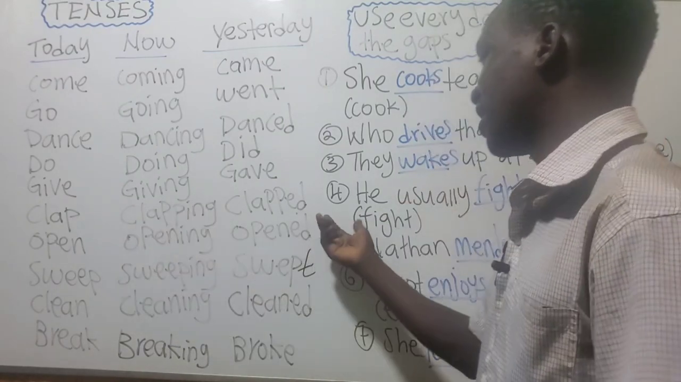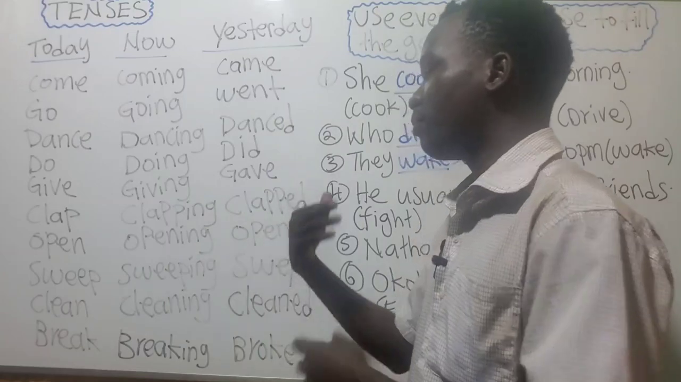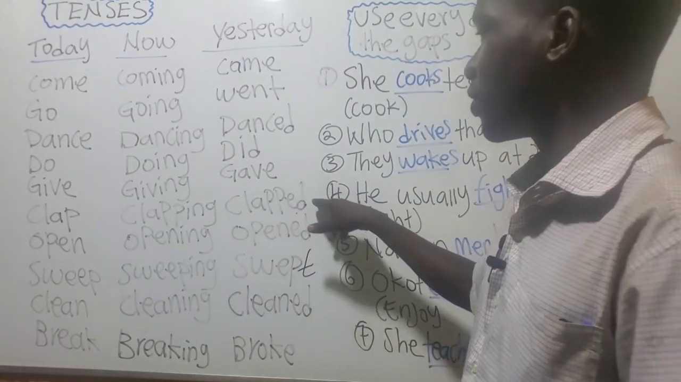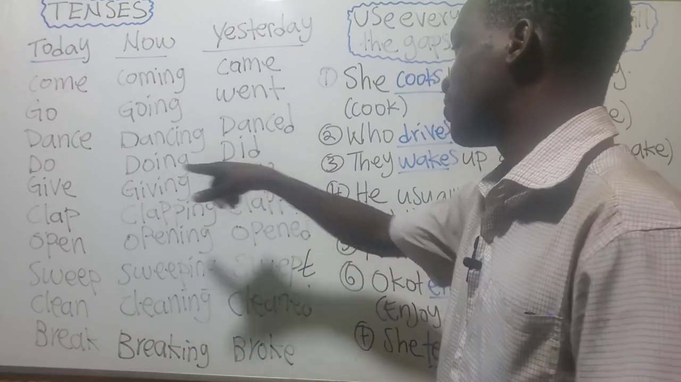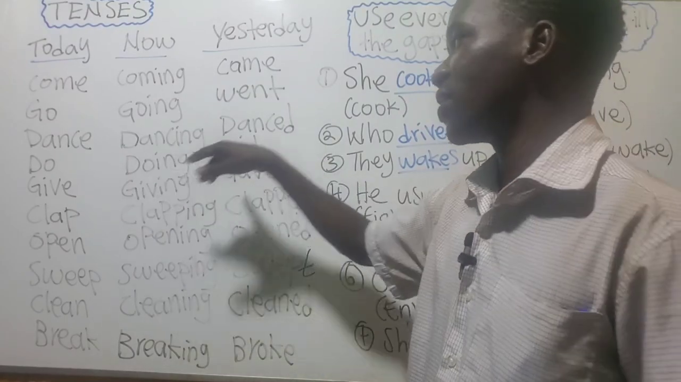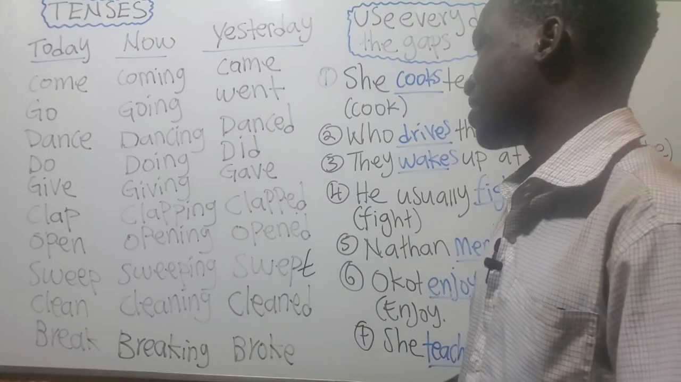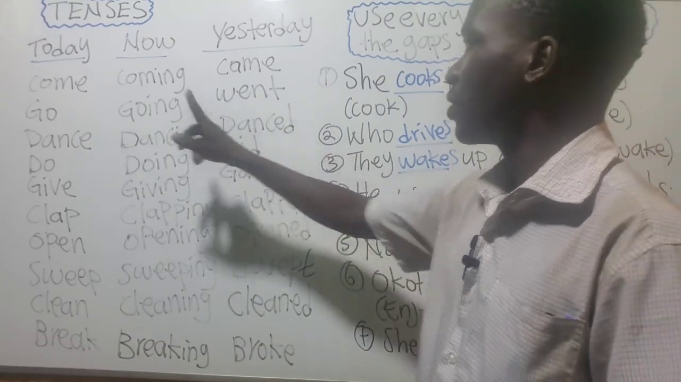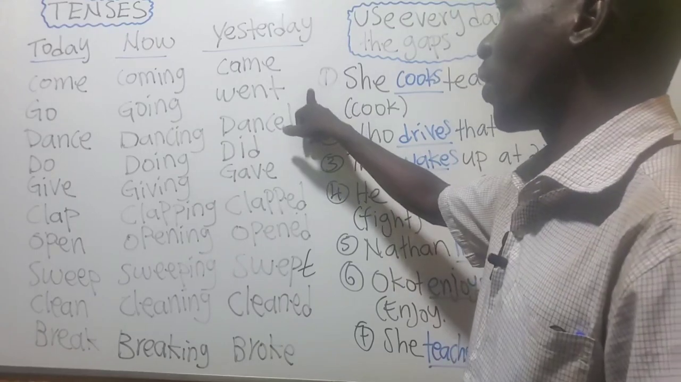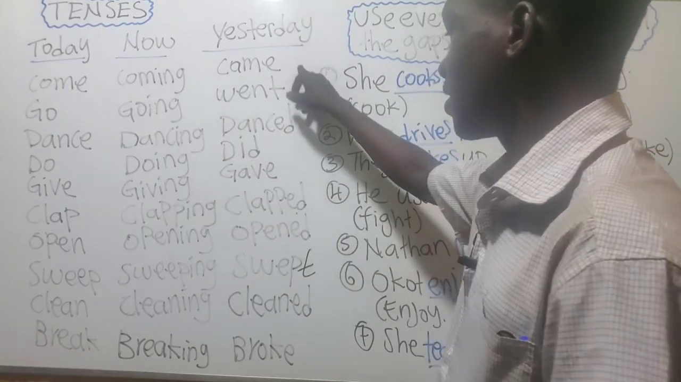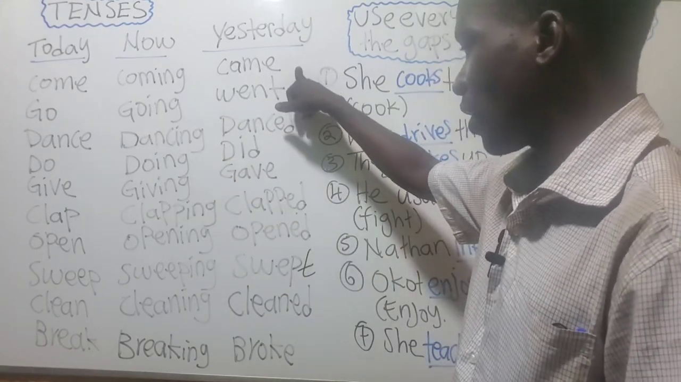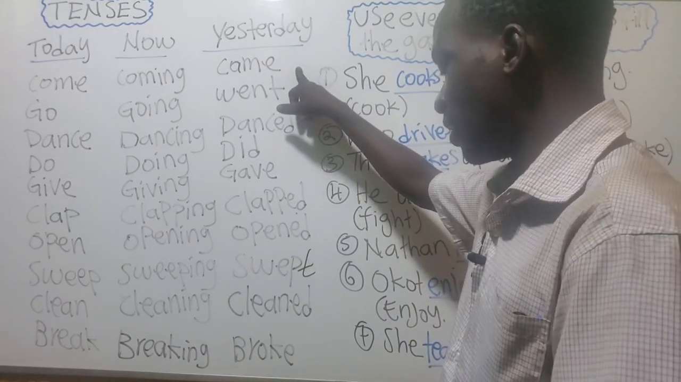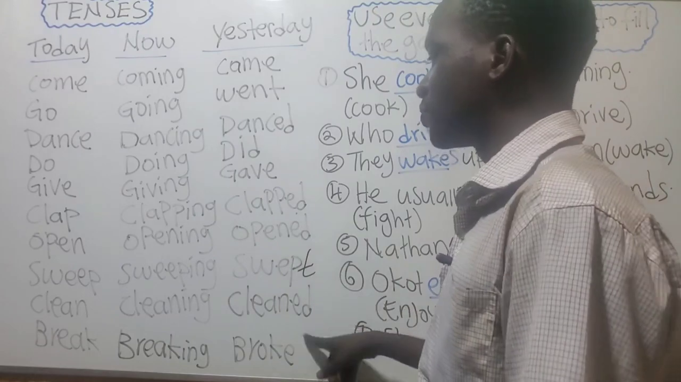Those like open, they take ED in the past. And then clap also takes ED. Give changes to gave. Do changes to did if it is past, like yesterday. Dance takes ed, danced. Go changes to went. Come changes to came. Okay, just a revision, a reminder. So let us move on.